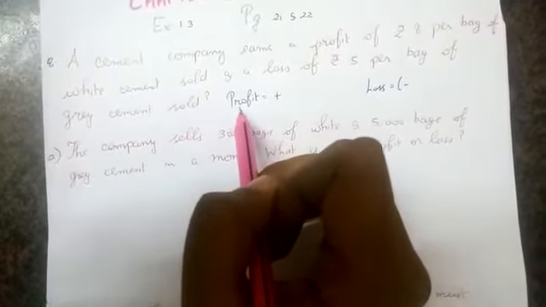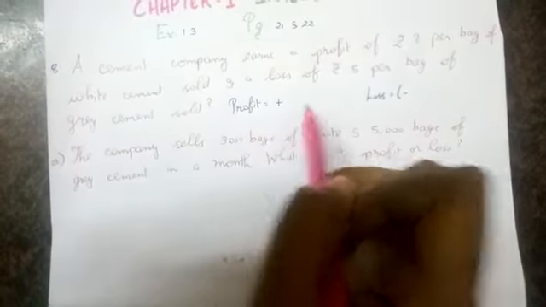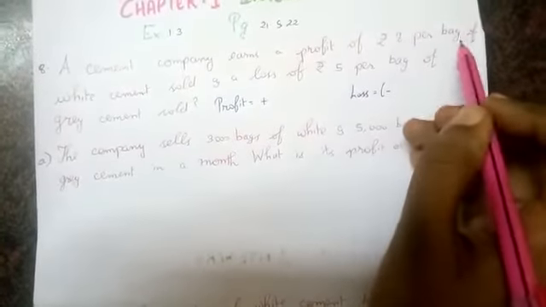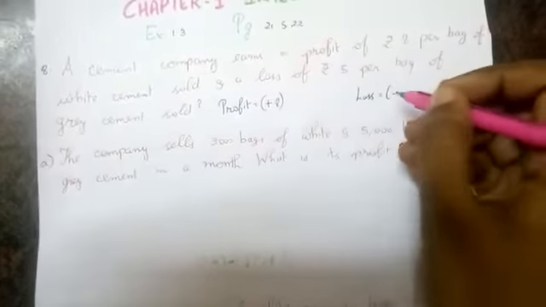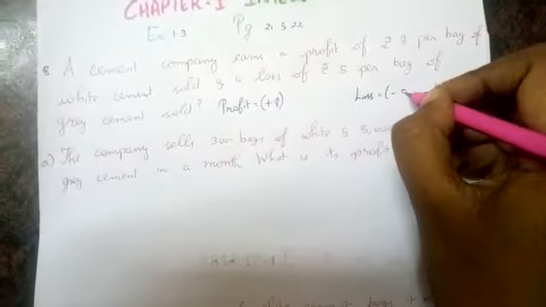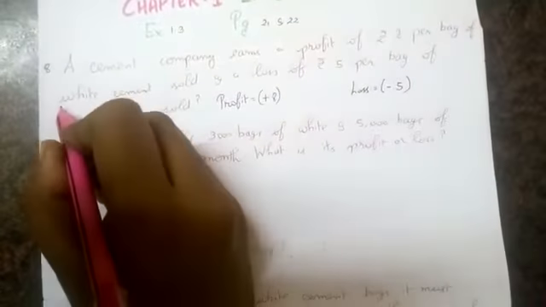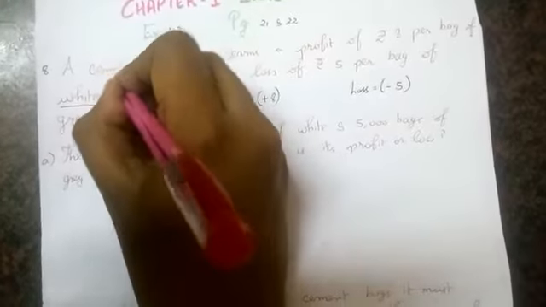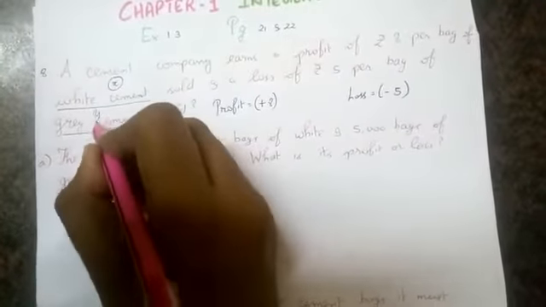As you already know, the profit must be in positive integers whereas the loss should be negative integers. So the profit is rupees 8 per bag of white cement, so let's take it as plus 8, and the loss as 5 per bag of grey cement, so it's minus 5. Moreover, let's consider the number of white cement bags to be X and the number of grey cement bags to be Y.